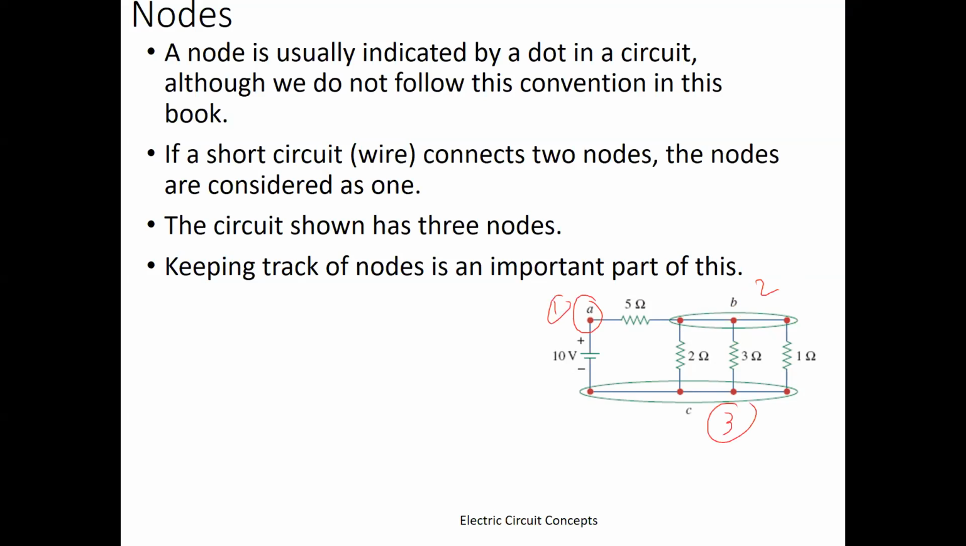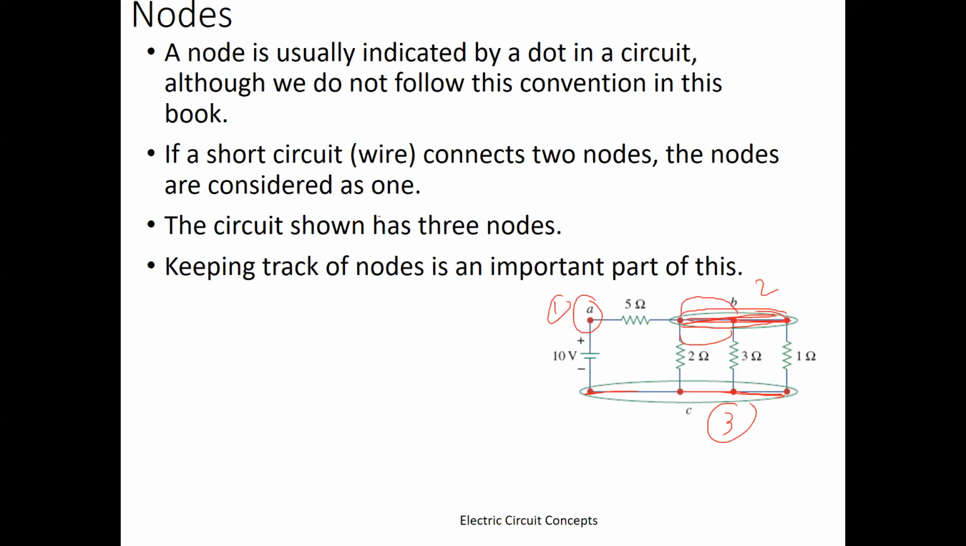If a short circuit wire connects two nodes, the nodes are considered as one. So again, you can consider this like a short circuit. This is considered to be one node. Or, as I said, if there is no element between those two dots, that means this is one node.